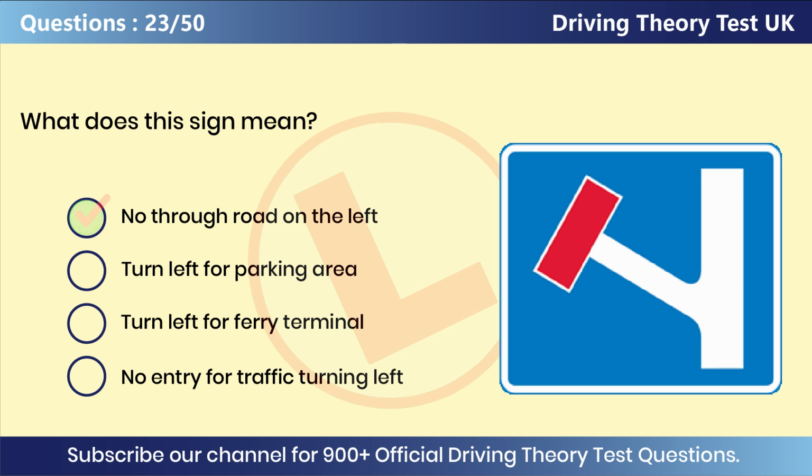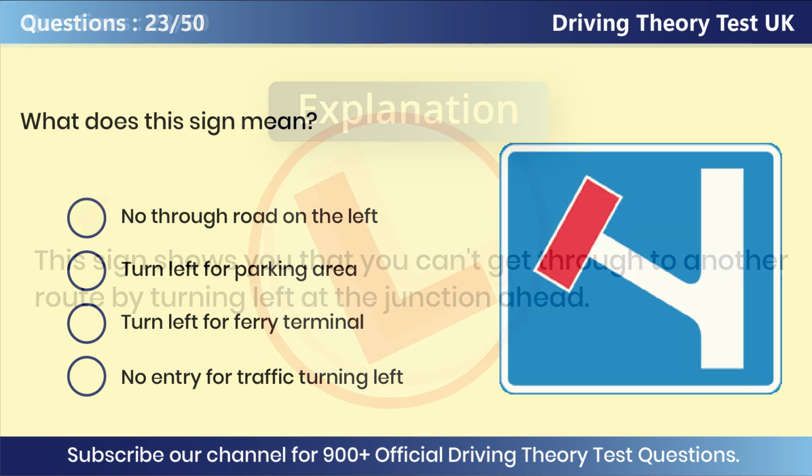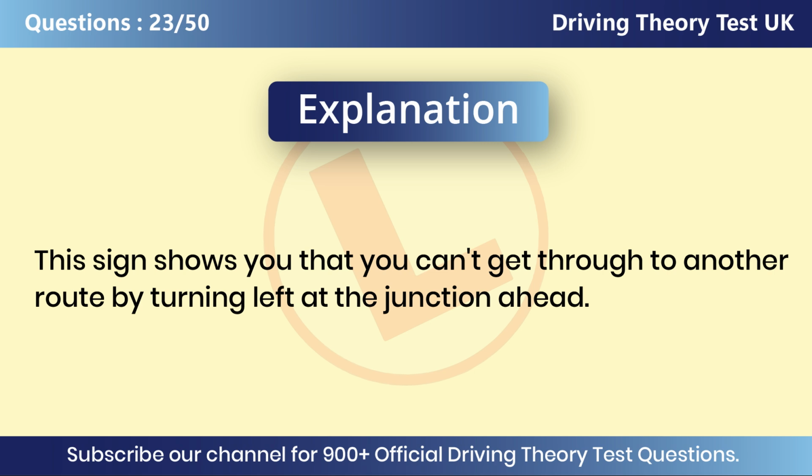A. No through road on the left. This sign shows you that you can't get through to another route by turning left at the junction ahead.